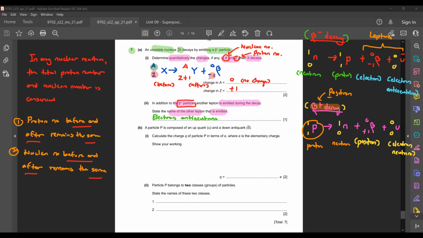Now for part B, our particle P is composed of an up quark and a down antiquark. Calculate the charge Q of the particle P in terms of E, where E is the elementary charge, and then show your working.